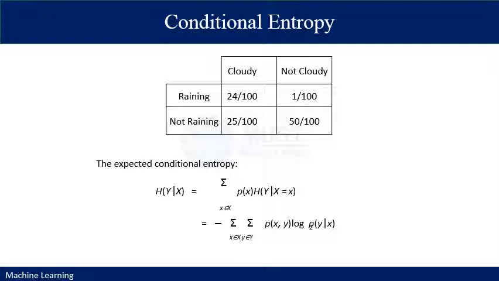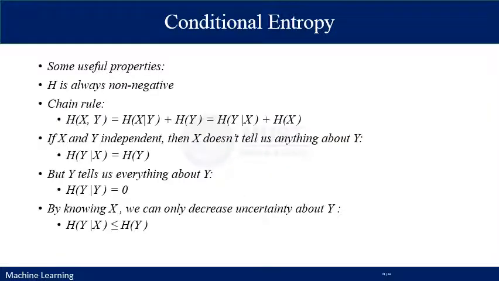So again you calculate the expected conditional entropy using the same formula as described previously. Based on these entropy calculations, you can find certain observations which depict some useful properties. The first observation is that the entropy is always non-negative. That means that entropy will be either zero or positive.